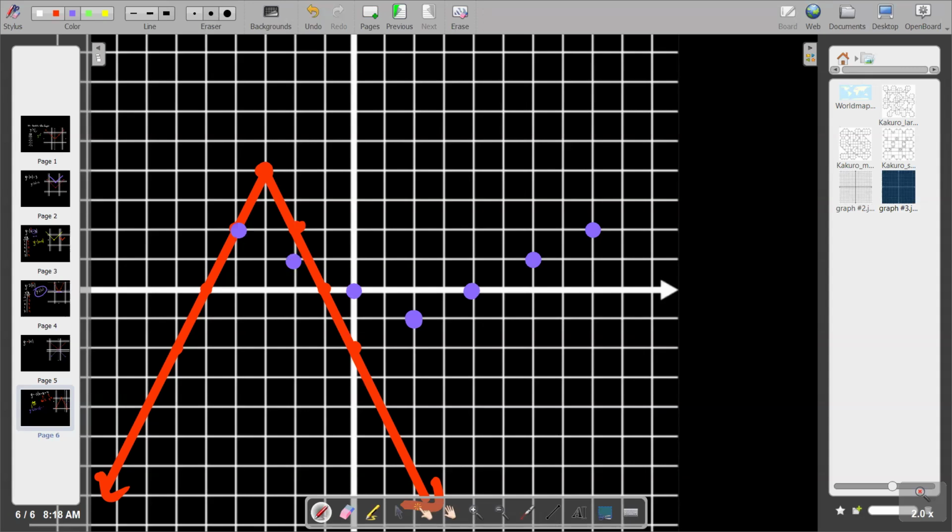I got to, there it is. It's right there. All right, I'm going to pause this, and if you have questions, then I'll go over them with you.